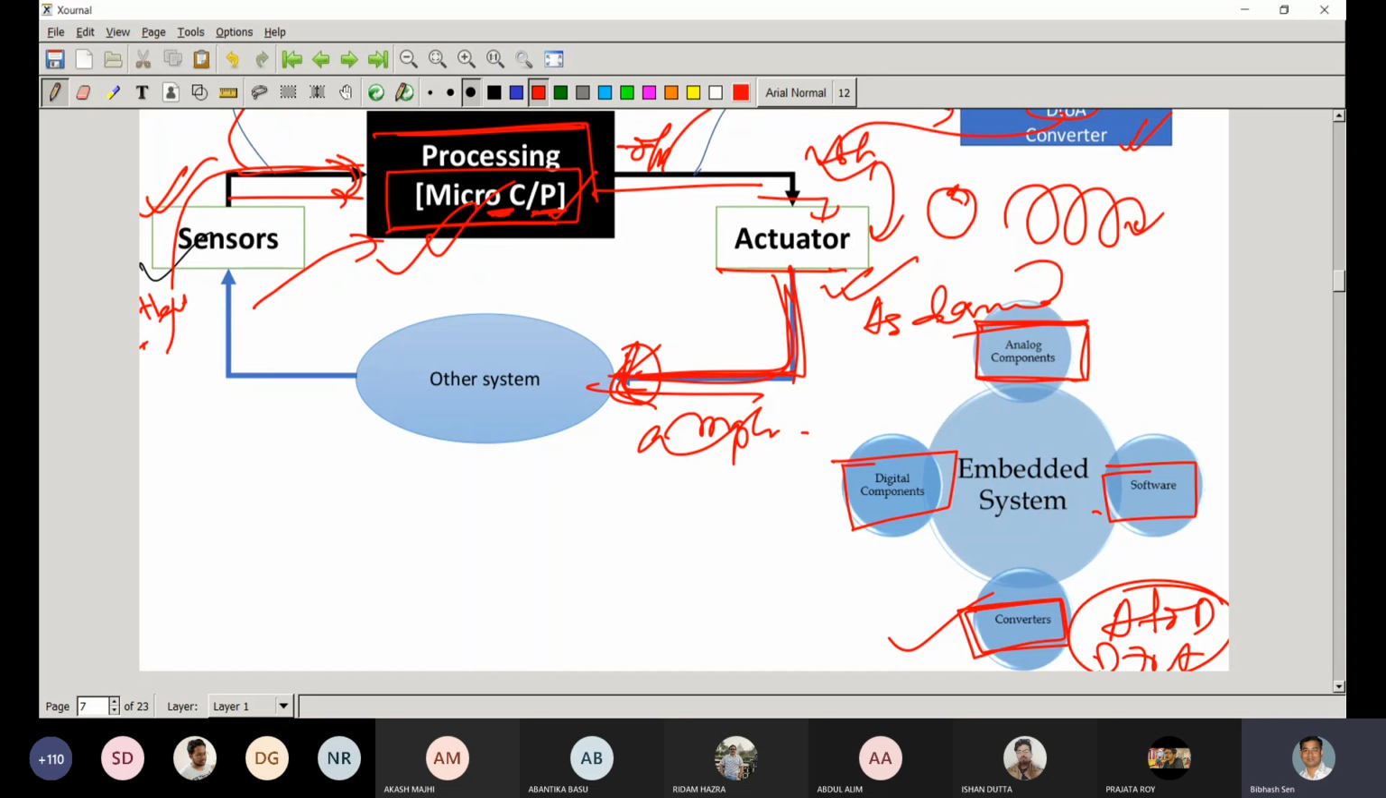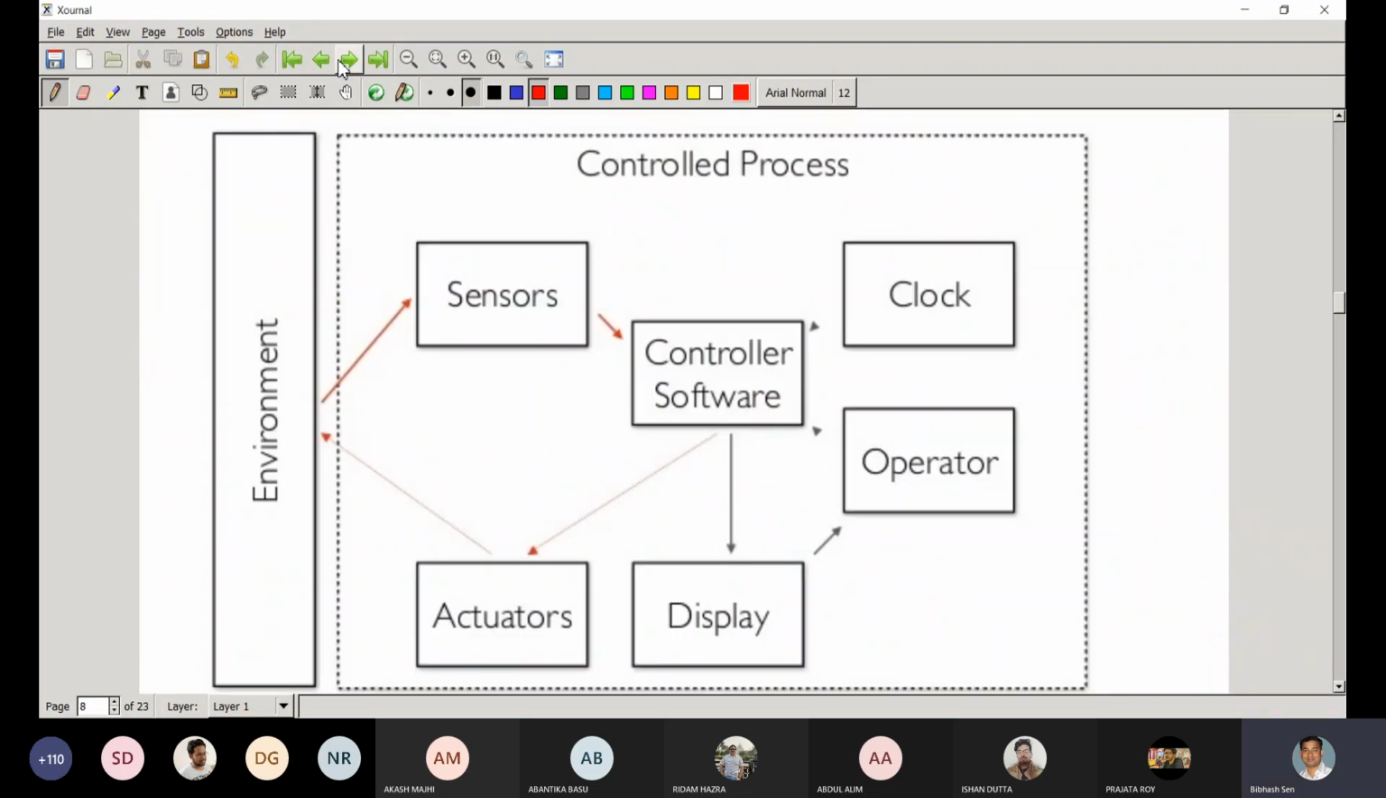And also, what will be the basic components when you go for designing a microcontroller? So you should understand whether these applications are present or not. Okay, so after that, you will get the idea that an embedded system is just like a circuit, you can say.